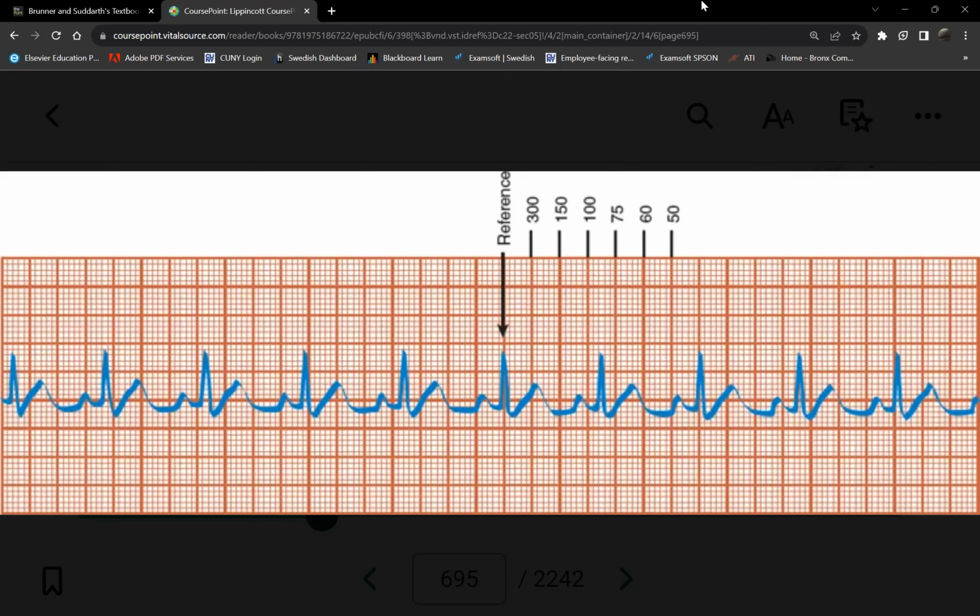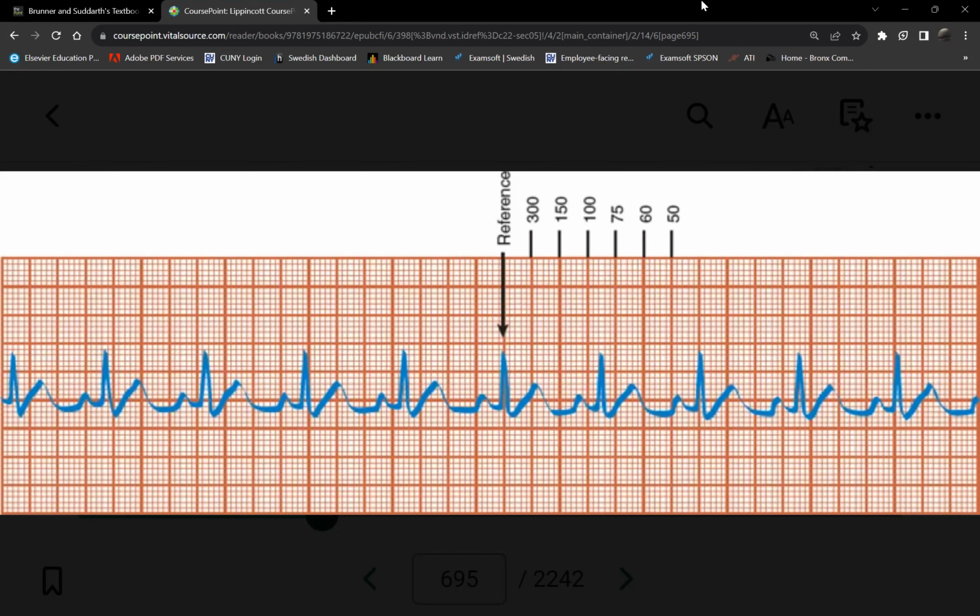So on a test question, let's say I give you this rhythm strip and ask you, what is the estimated heart rate? What will your choices be? Will I say A, 80, B, 90? No, it will be a range. I'll say A, 80 to 90, B, 60 to 70, C, 70 to 80. So which one will you choose? A, 80 to 90, right? In between. Correct. Got it? Pretty simple, right? Okay, so that's one method.